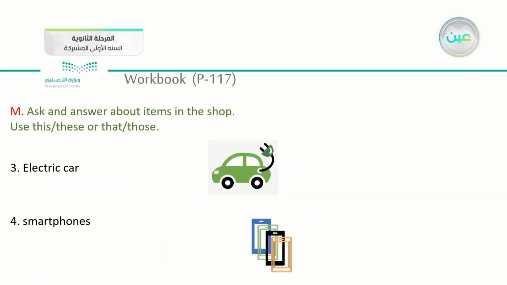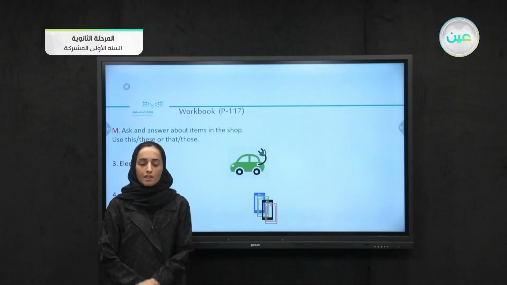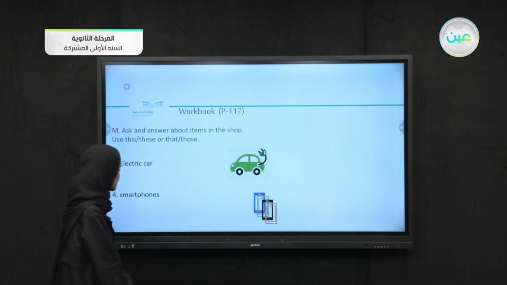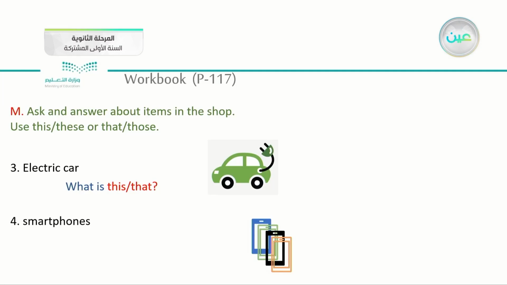Two more. Number 3, we're having an electric car. Electric car, so it's one. Which demonstrative pronoun will you use? This or that. Not these or those. Electric car. What is this? What is that? Notice the use of is. What do you think? This or that is an electric car. This is an electric car.